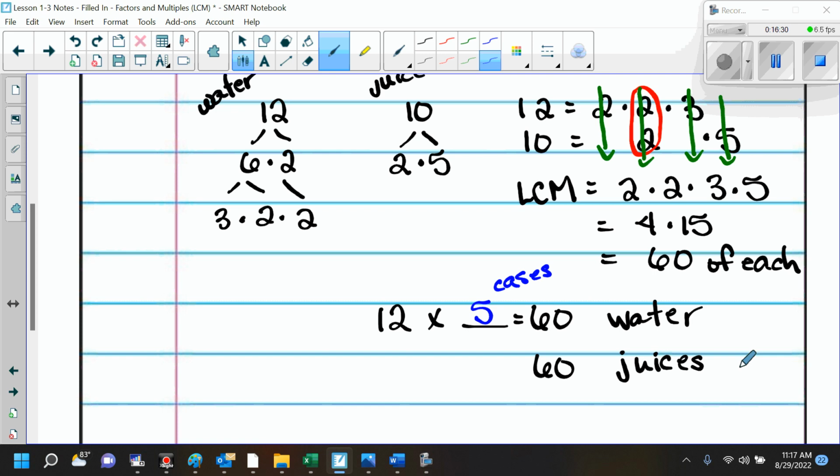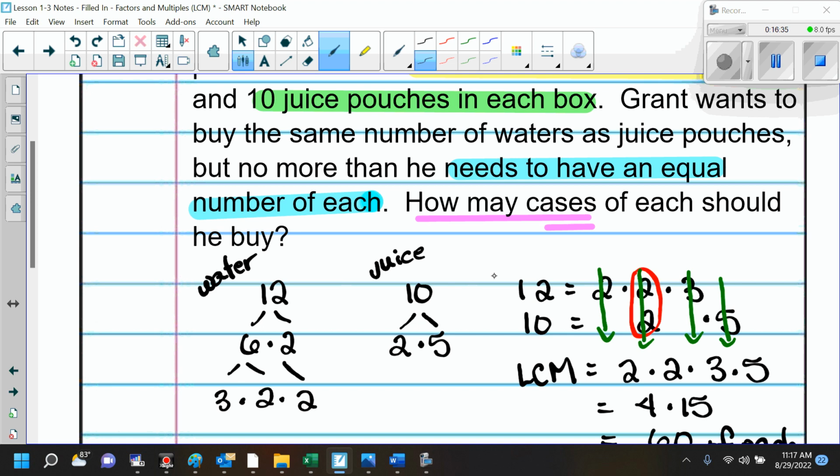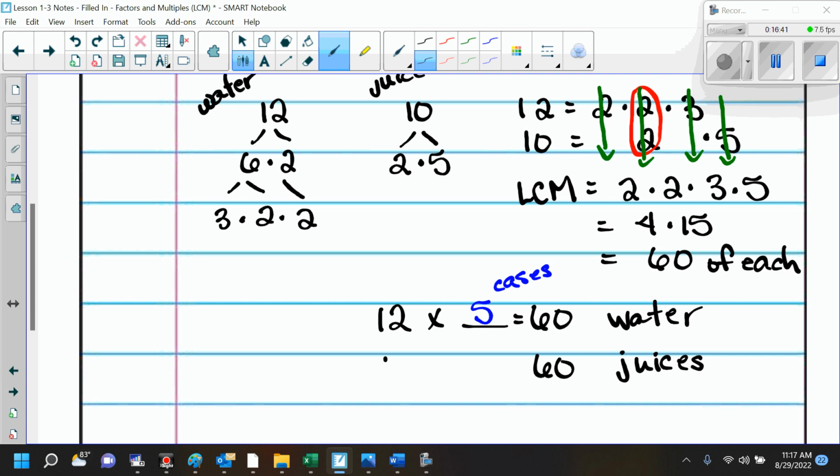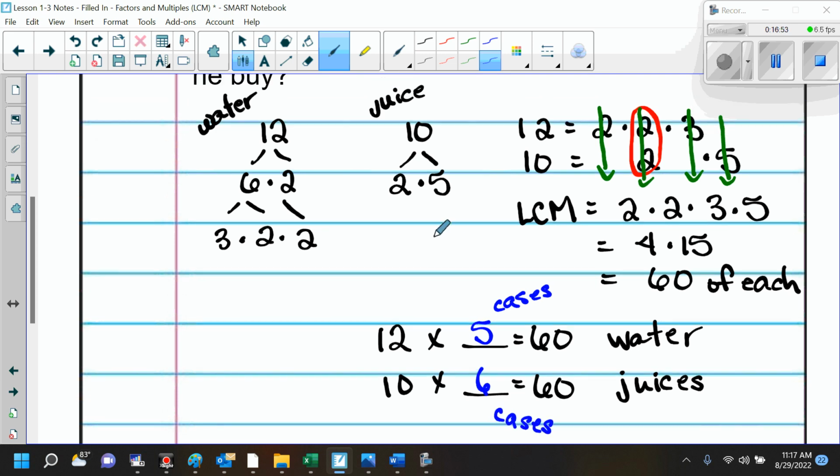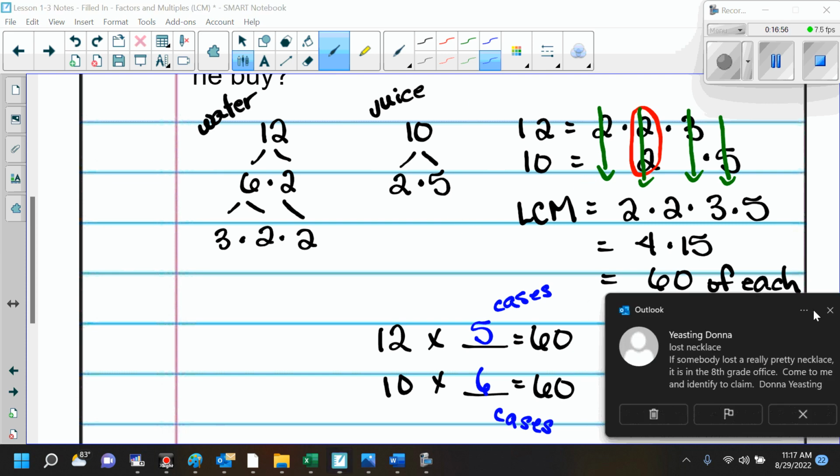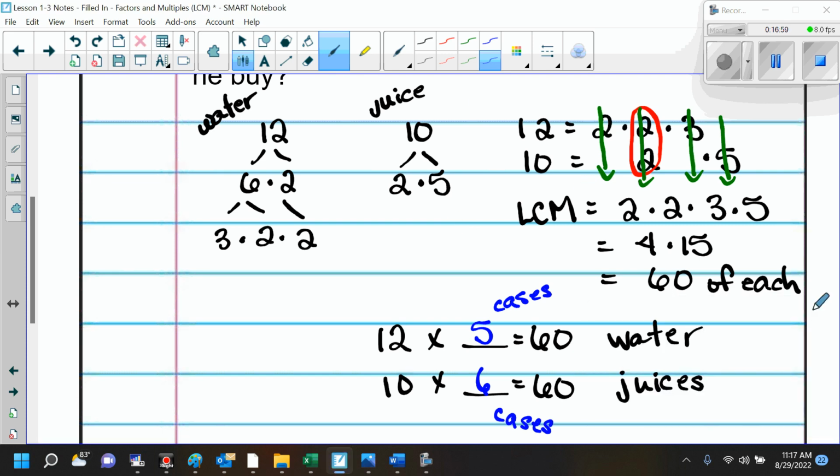Does everybody see that? And then for the juices, how many are in the juice pouches? There are 10 juice pouches in each box. So here, 10 times what gives me 60? Very good. So that's 6 cases of juice. Is everybody clear? So you have to remember, you guys, that you have to answer the actual question. So the least common multiple was not your final answer. You had to use that to get to your final answer. Okay?